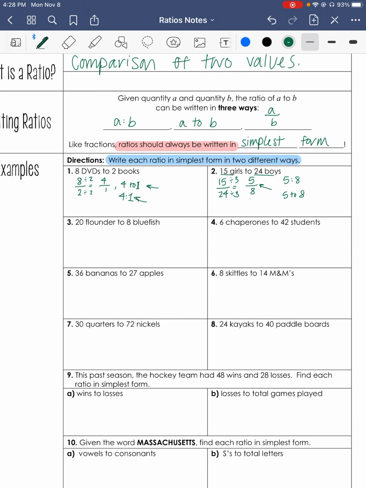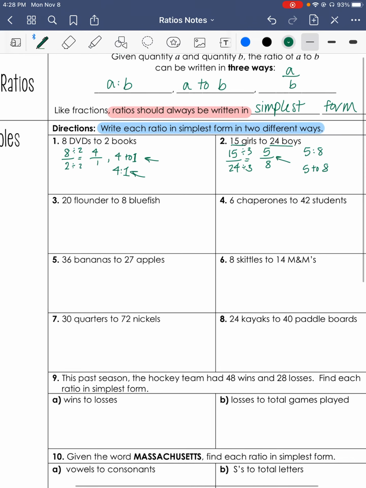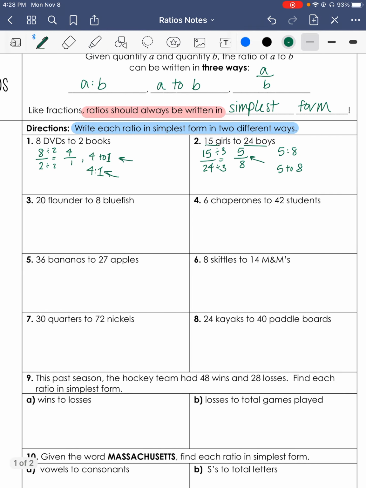All right, let's do one more together, and then I'll let you do the rest of these on your own. These are all pretty much the same. There's nothing fancy going on. I'll just pick number 5 here. 36 bananas, 27 apples. Let's simplify this. We'll divide by 9 on both the top and the bottom. This is 4 over 3 there. So our ratio is 4 to 3. We can write it 4 to 3 or 4 ratio 3. Good. So I'll let you do 3, 4, 6, 7, 8 on your own.